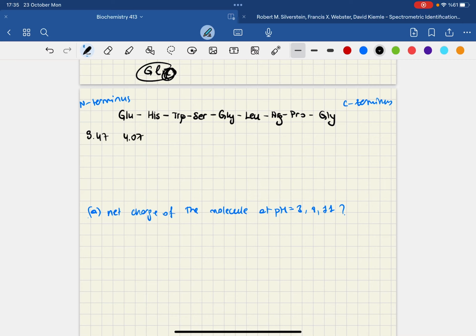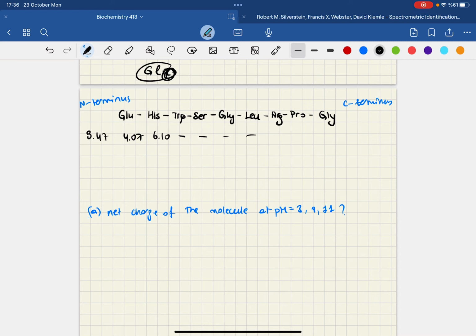And let's go to histidine. What is the pKa of its side chain? It is 6.10. And let's see tryptophan. Tryptophan has no acidic nor basic side chain, therefore I just put a dash there. Serine similarly has no acidic nor basic side chain. And then we have glycine, which is similarly the same. We have leucine. Let's see if leucine has a side chain pKa. No.